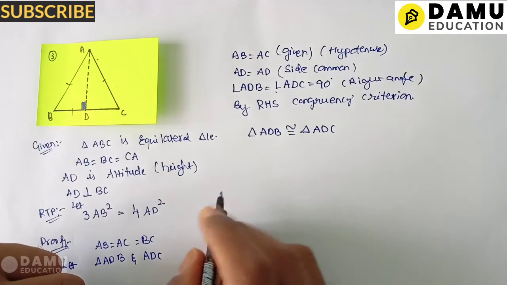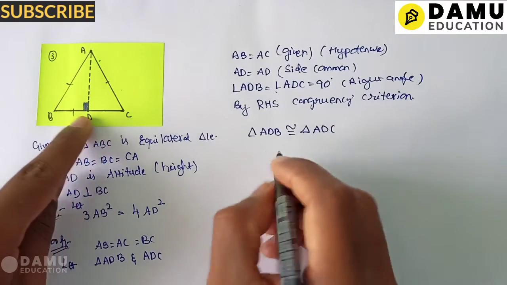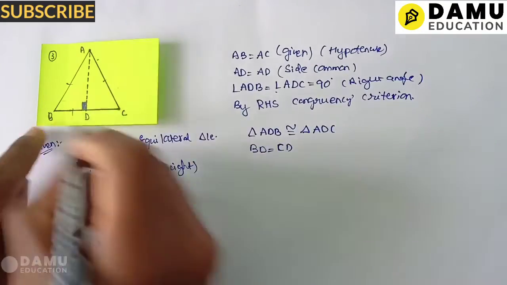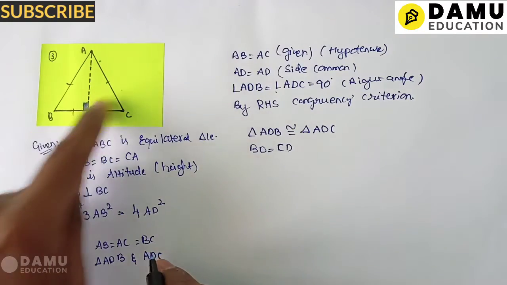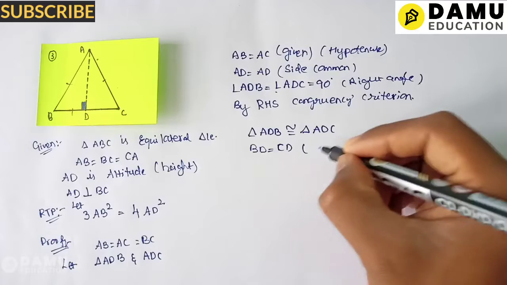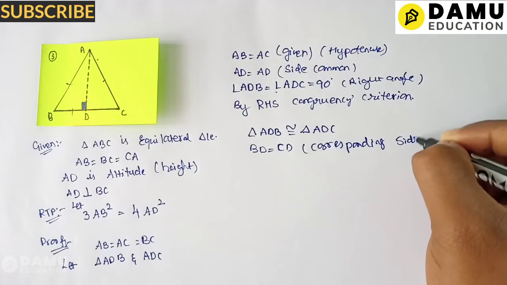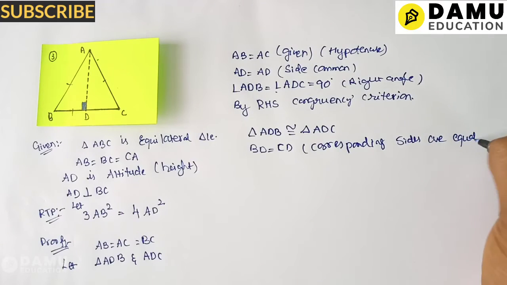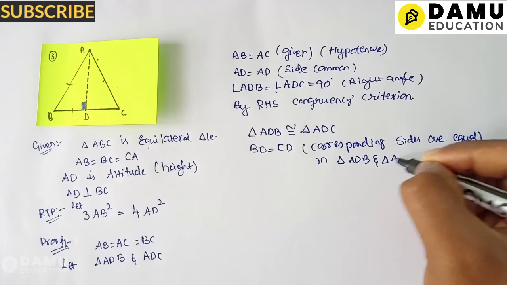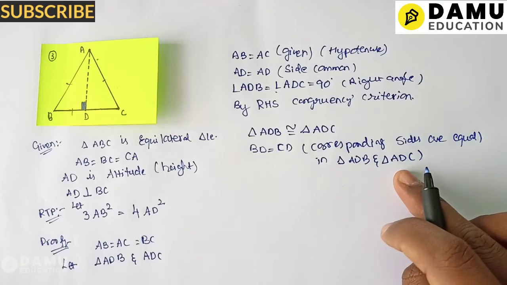So for that you can take BD will be equal to CD. That is, BD will be equal to CD. If two triangles are congruent, then the corresponding sides are also equal. So corresponding sides are equal in triangle ADB and triangle ADC.